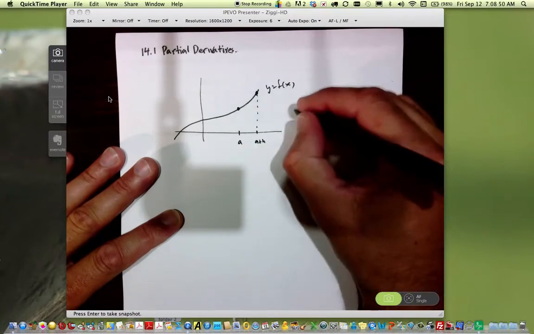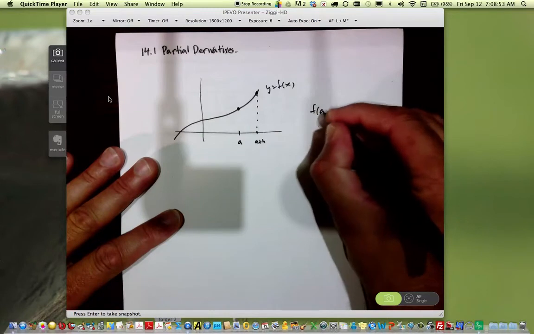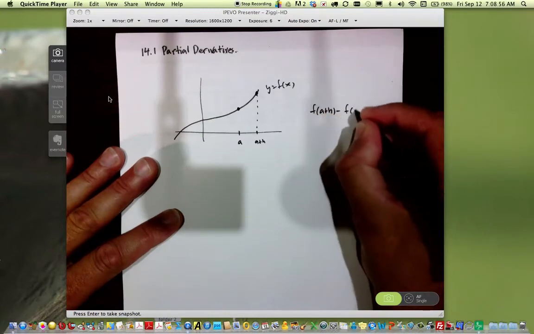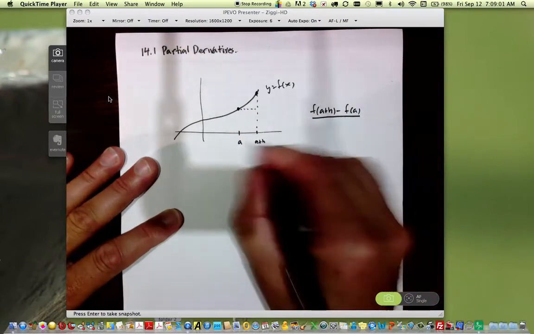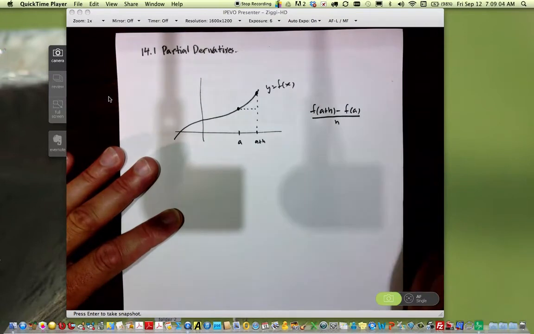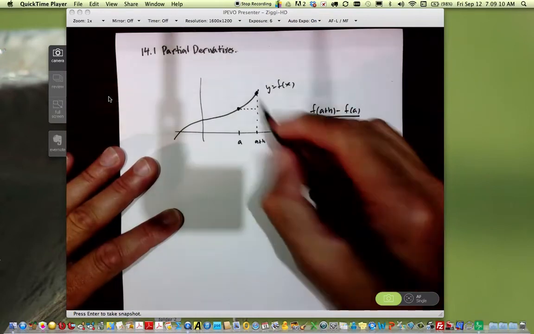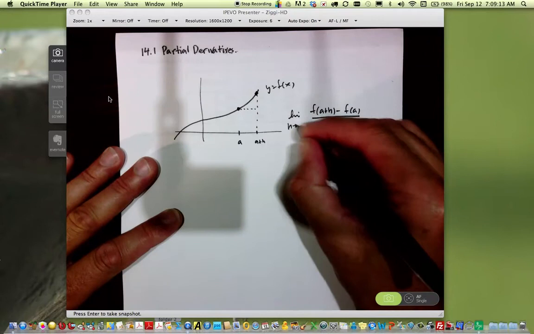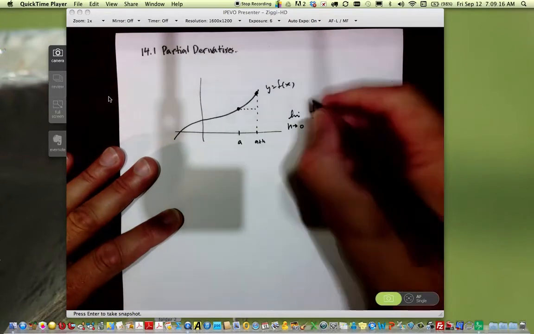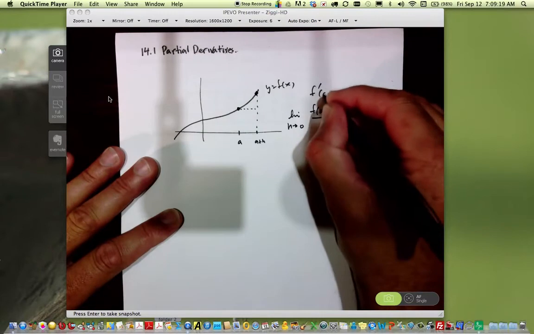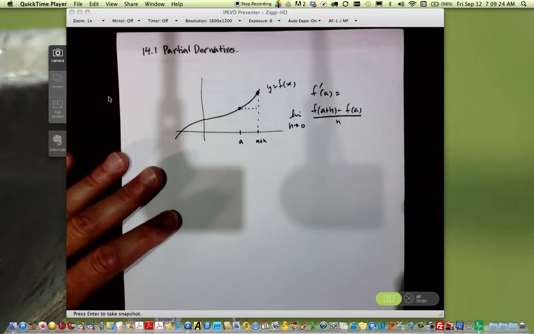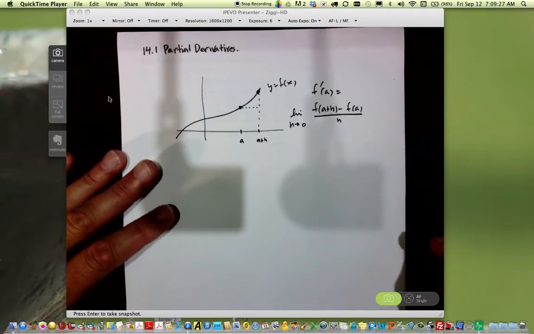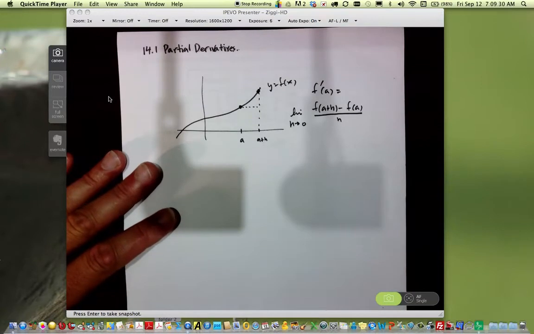So the rate of change is going to be the function evaluated at a plus h minus the function evaluated at a, and then we divide that by the difference in the two x values, which is just h. Then we want the instantaneous rate of change, so we look at the limit as h approaches 0, and we said that this was the derivative of the function evaluated at a. So this expression gives me the rate of change of the function f of x at a point a.